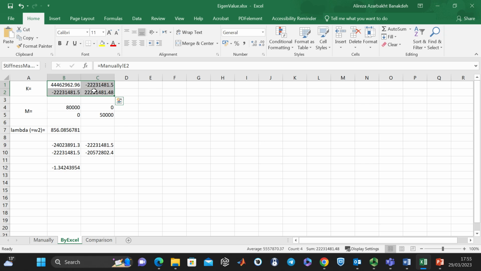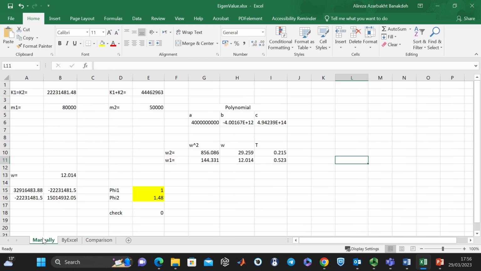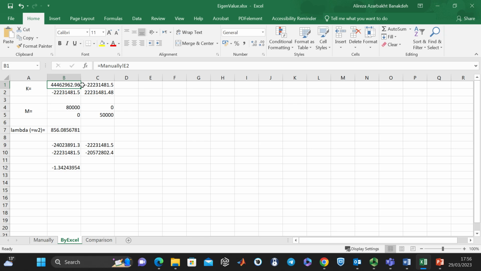So I just enter the K matrix here in these 4 cells. And just to be more precise, I linked them with the previous spreadsheet that I was formerly using for my manual calculations. For example, this one is coming from the manual spreadsheet's E2, which means E2 is this number, so this is connected to this cell. If I change this cell, automatically this cell will be updated. That's always the advantage of Excel.